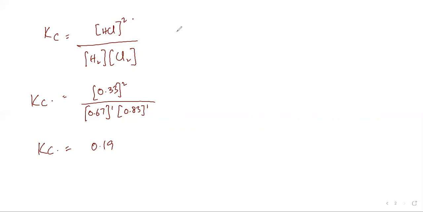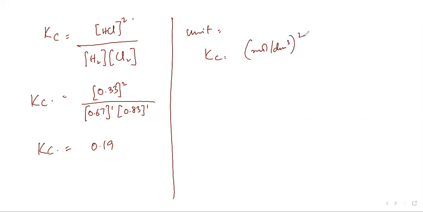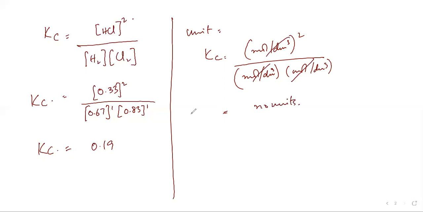So now examiner will definitely ask what would be the unit of this. So Kc was mole per dm cube of HCl power 2 over mole per dm cube for hydrogen and mole per dm cube for chlorine, so there will be no units because everything gets cancelled in this case.